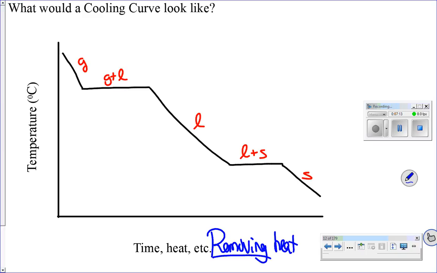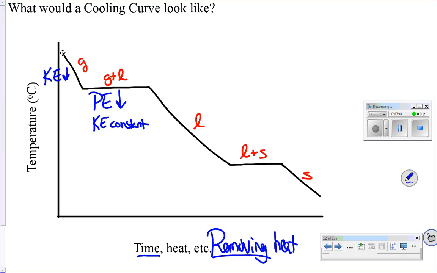heat, which sometimes we measure this, it says time down here because sometimes we measure this as a function of time. We just constantly remove heat over time. So wherever my temperatures are changing, they're now going down. So kinetic energy is going down here. Potential energy is going down. Kinetic energy is still going to be constant.